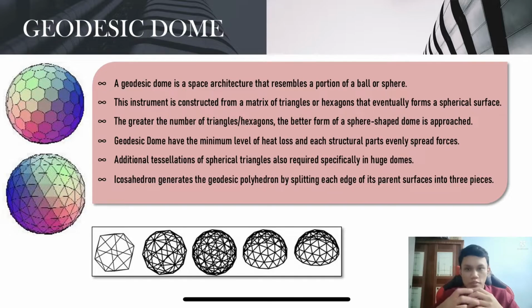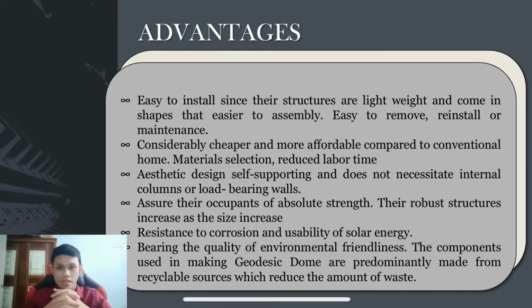A geodesic dome is a space architecture that resembles a portion of a ball or sphere. This structure is constructed from a matrix of triangles or hexagons that eventually form a spherical space. The greater the number of triangles or hexagons, the closer the dome approaches a sphere shape. The geodesic dome has a minimal level of heat loss and each structural part evenly spreads forces. These are some advantages of using a geodesic dome.